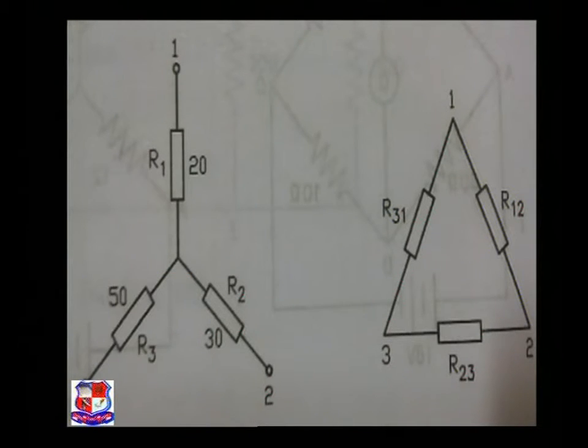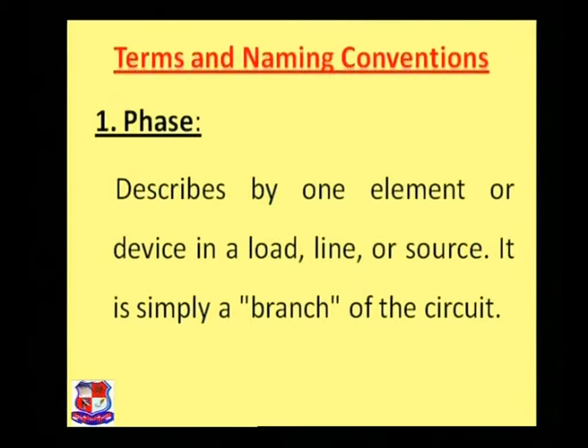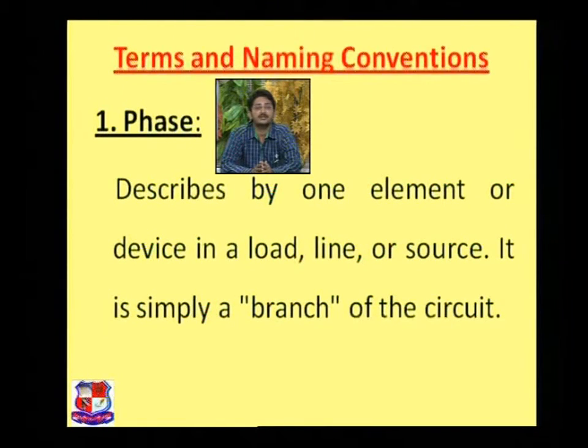This is the figure given to you. The first one is a star connection, the second one is a delta connection. Now the terms, the first one is the phase. What exactly is the phase in a star connection or in a delta connection? It is described by one element of any device in a load, line or source. Whatever elements are connected with the load, the line or the source, it is simply a branch of the circuit. So whatever the branch is in your circuit, this is called a phase. So if we are talking about a three-phase circuit, it means that the circuit carries three different branches.